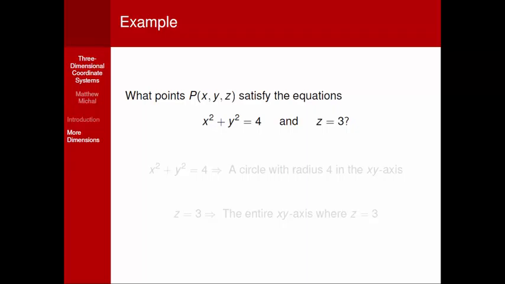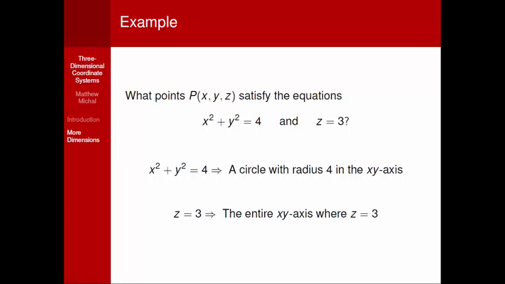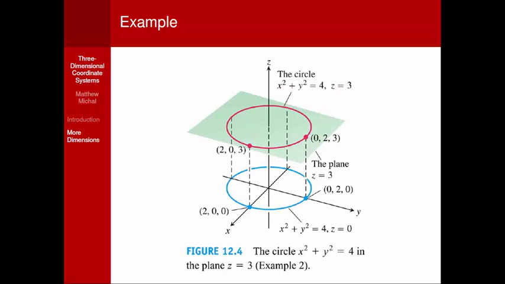So if we take a look at an equation like x squared plus y squared is equal to 4 and z is equal to 3, we know what x squared plus y squared is equal to 4 is. That's a circle with radius, that says 4, but radius 2. Z equals 3 means it's 3 units off. So instead we have the circle with radius 2, 3 units away from the xy plane.